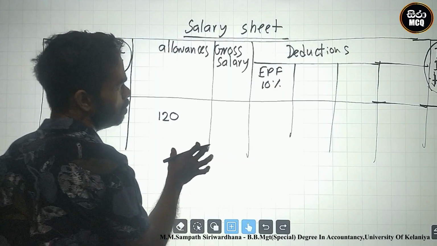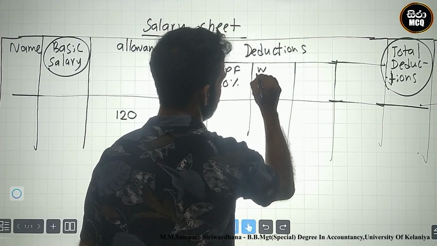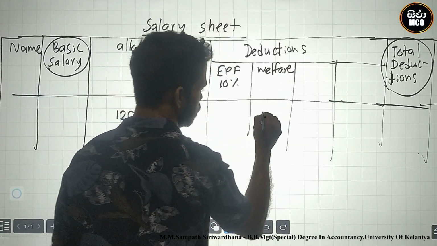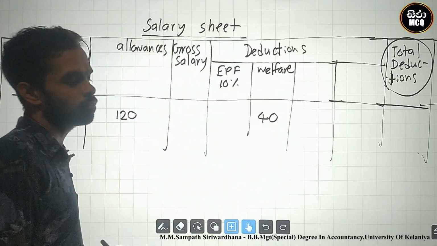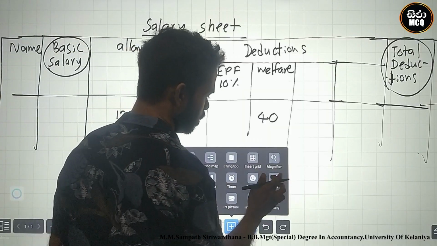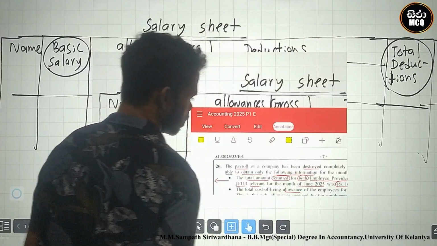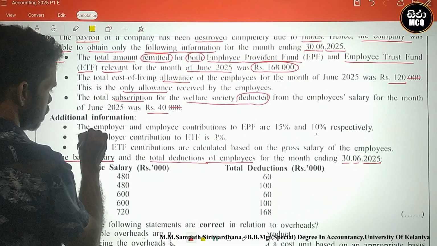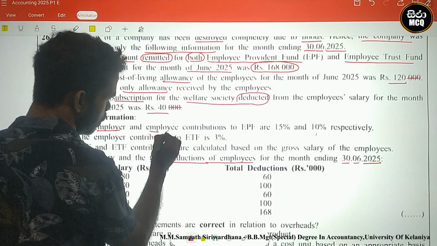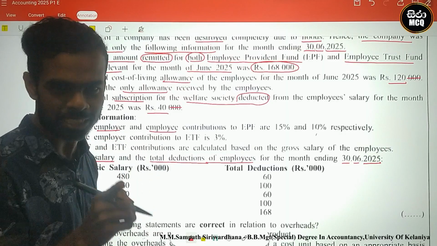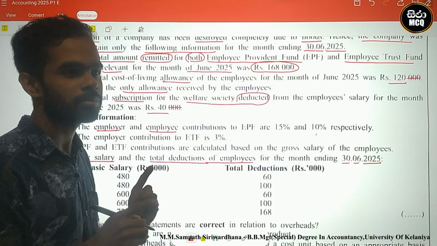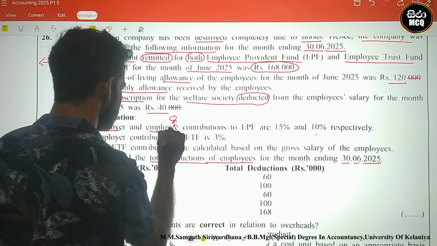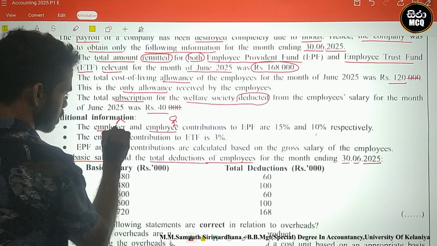We can identify welfare society, welfare. Therefore we can identify deduction as a 40, welfare deduction. Okay, after that we can identify the next one, the employer and employee. Employer means business, employee means employee. Employee means this is the employee, employer means this is the business.